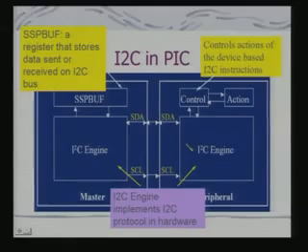Okay? Because if you remember, I said that if I have, let's say, a data frame I have started, and I want to read data, the master wants to read data. So the I2C engine will detect that this is a read operation, and depending on that read operation, the control logic has to be activated to provide data on the serial data line. So this is this control logic. Okay. So control actions of the device based on I2C instructions.